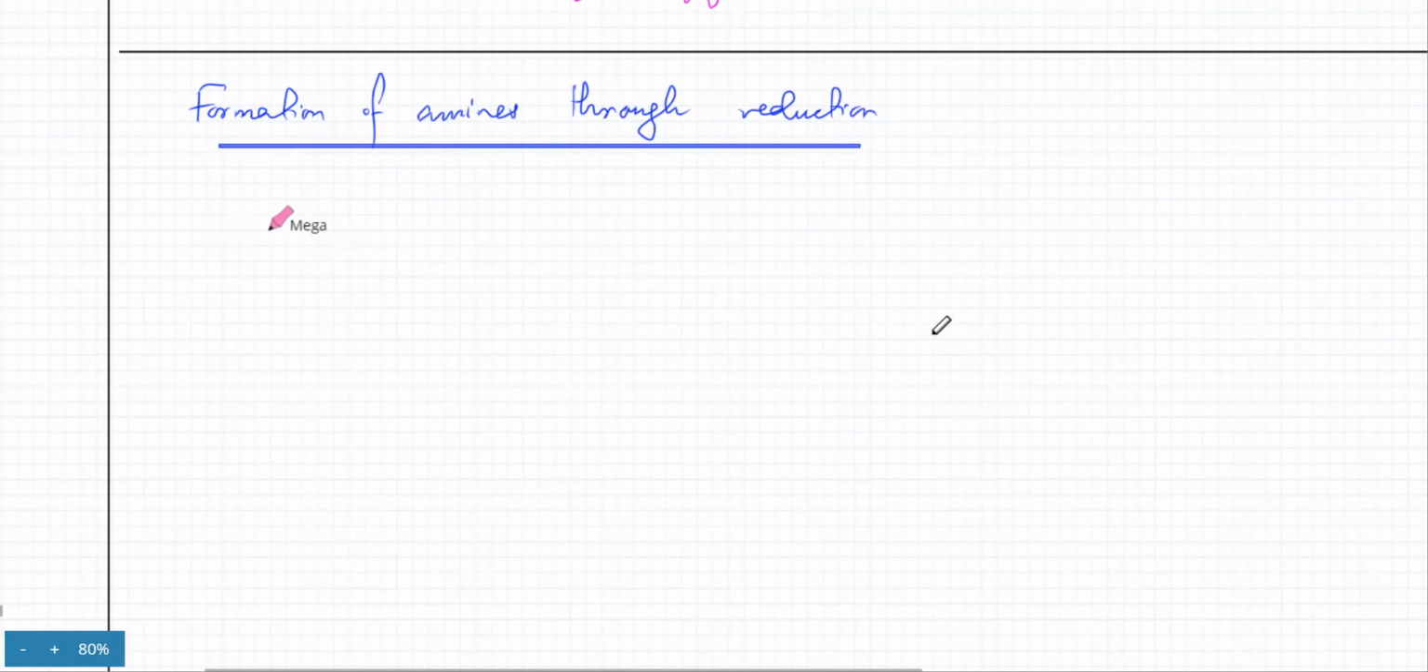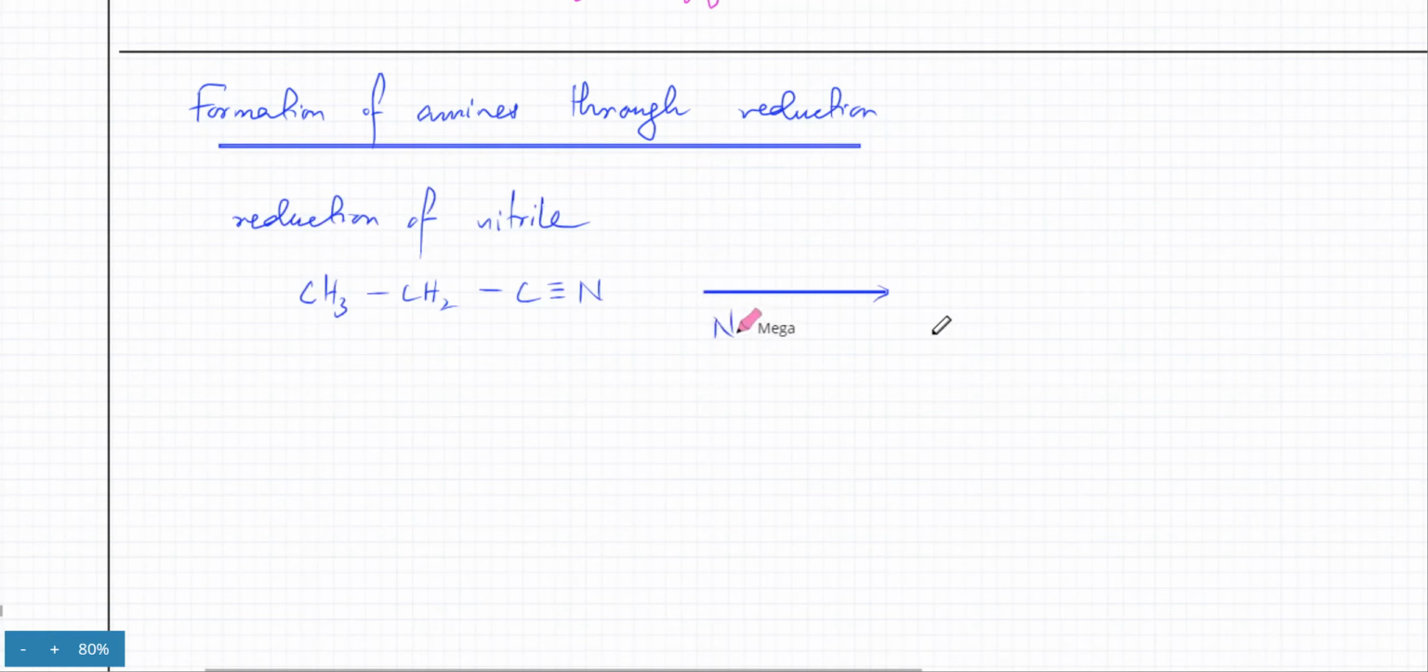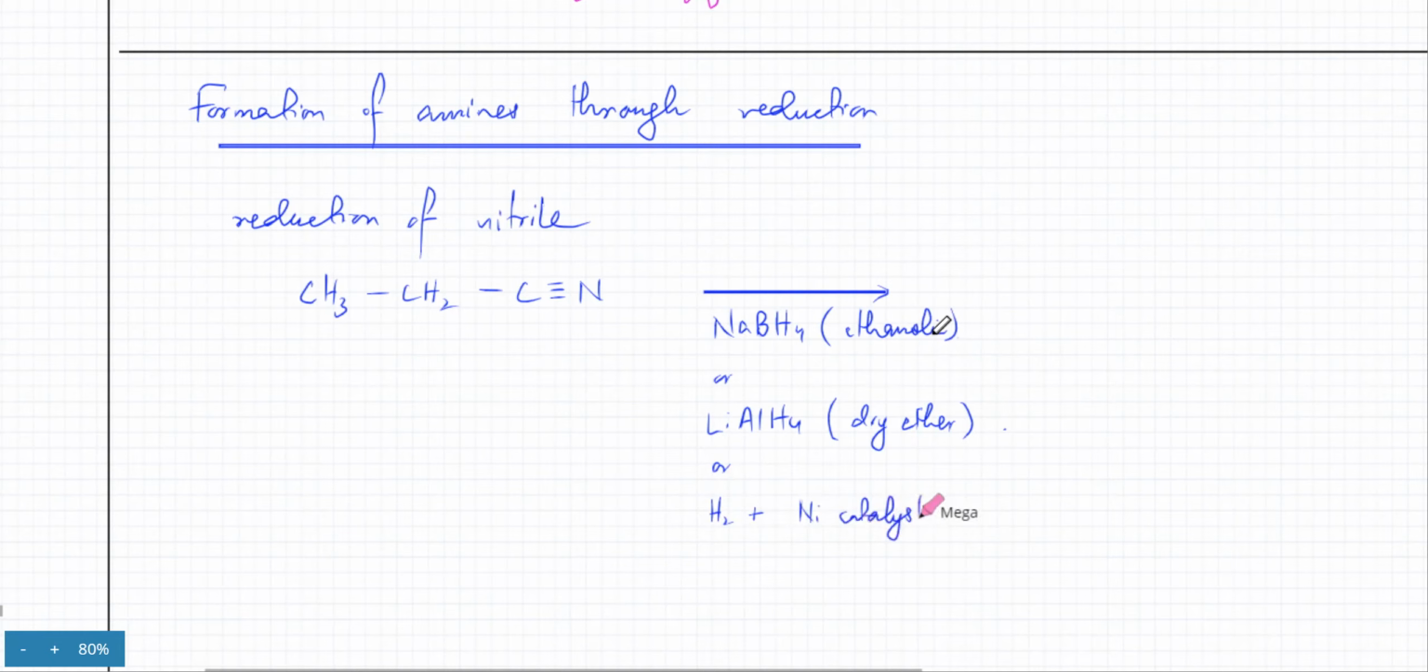One is you take a nitrile, which is RC triple bond N, or let's add a carbon chain, and you reduce it. There are two reducing agents. One is NaBH4, which is usually ethanolic, and the other one is LiAlH4, which is in dry ether. So these two are used, and you can also use another one, which is hydrogenation. It's H2 plus nickel or nickel catalyst. This could also be used.